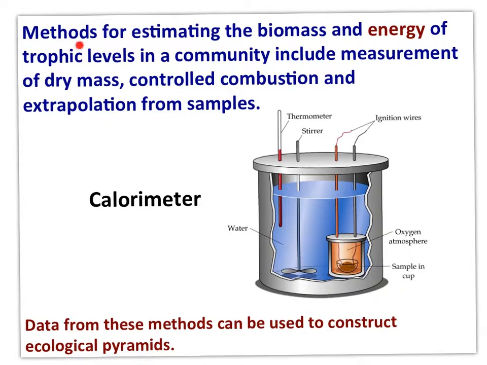Now, you need to know a method for estimating the energy of trophic levels in a community using controlled combustion. A device known as a calorimeter burns a sample of organic matter, and the energy per unit area per unit time can be measured, and data from the controlled combustion work can be used to construct energy pyramids.